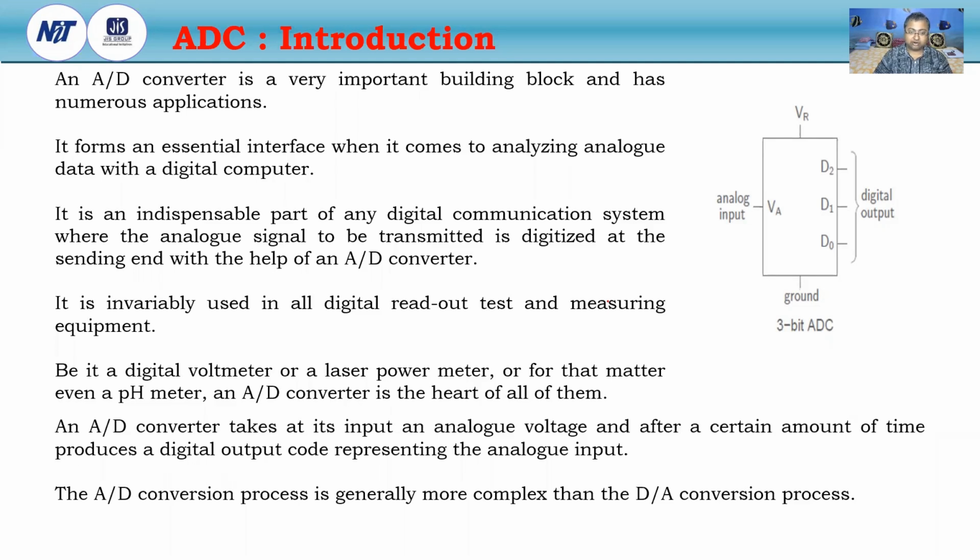It is invariably used in all digital readout test and measuring instruments, because the output should be digital in the digital readout test or measuring equipment. Be it a digital voltmeter or a laser power meter, or for that matter, even a digital pH meter, an AD converter is the heart of all of them. An AD converter takes at its input an analog voltage, and after a certain amount of time produces a digital output code representing the analog input with respect to this reference voltage. I will come to the details in the next slide. The AD conversion process is generally more complex than the DA conversion process.